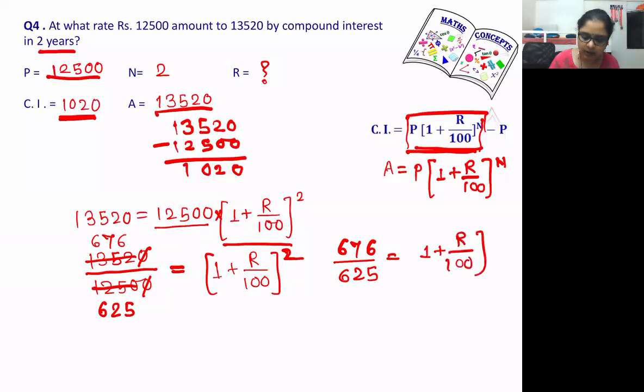Now tell me whether these are square numbers. Yes, ma'am, they are square numbers. 625 is the square of 25. And how about 676? Ayush, do you know what is the square root of 676? Khadija?